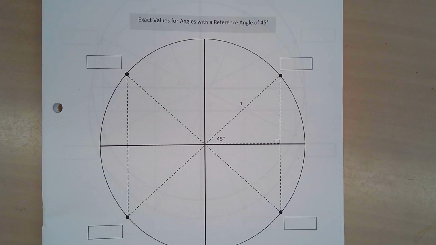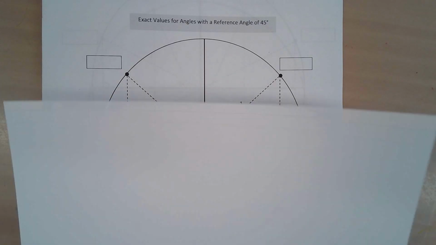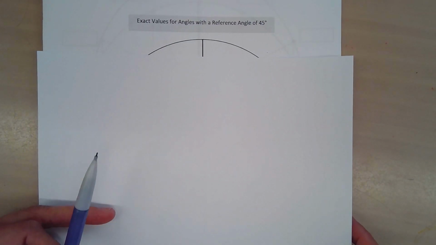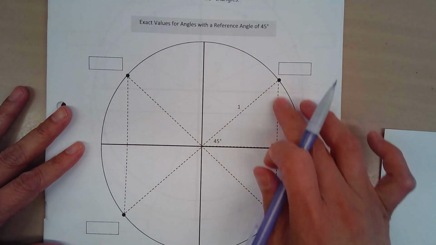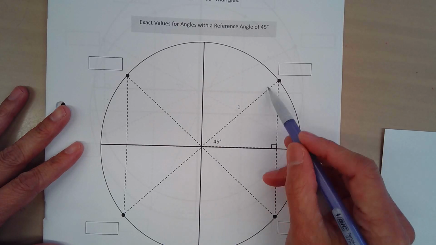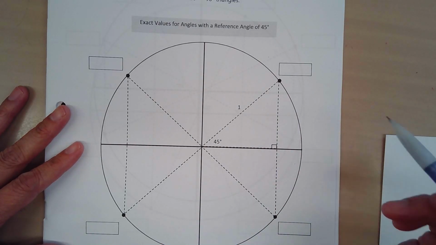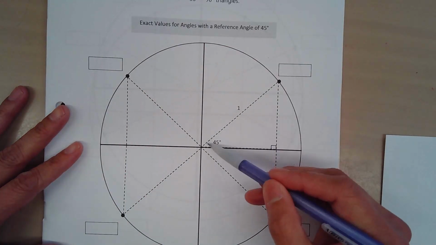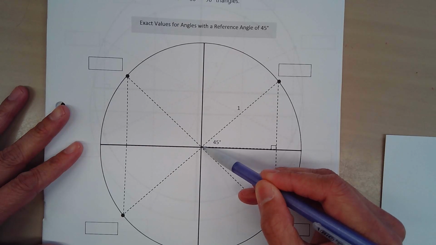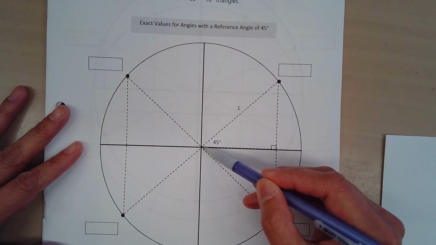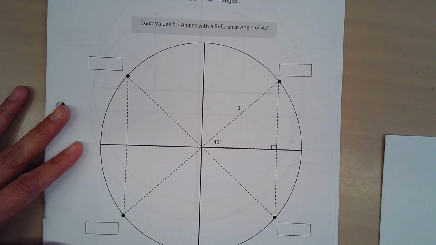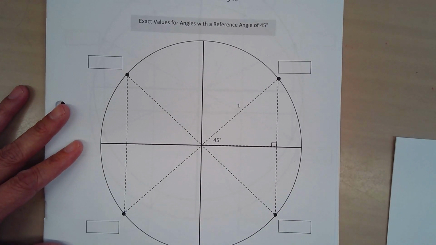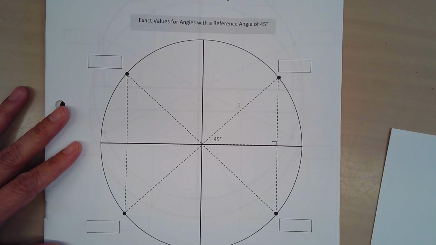So if we have any triangle with a 45-degree angle in here, we know that this is going to be a unit circle. A unit circle is a circle that has a center at 0, 0, and the radius is 1. I think we discussed that yesterday, right? And the day even before.